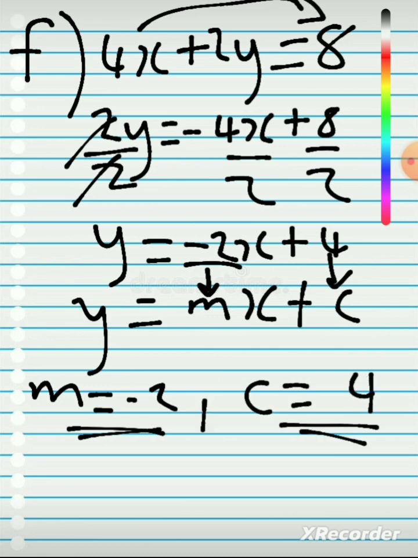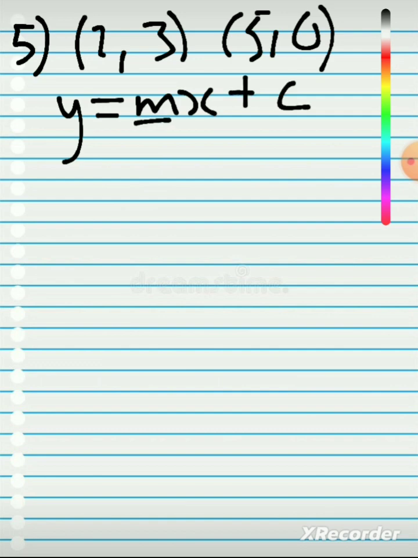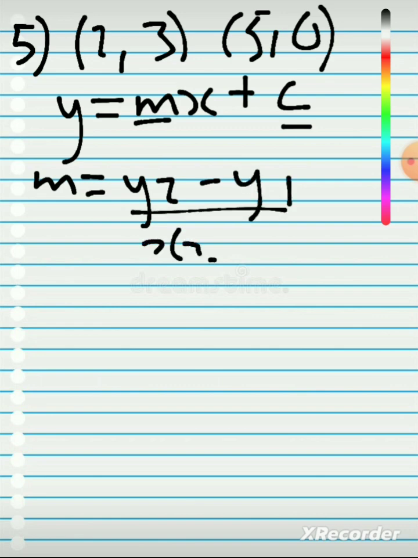Okay, so that's it. We got question 5. We're supposed to find the equation of a straight line. We've been given the points 2, 3 and 5, 0. The equation of a straight line must be y is equal to mx plus c, so m is what we have to look for, and c is what we have to look for. There are two methods. I'll start with method 1. First we find the gradient, m, which is y2 minus y1 over x2 minus x1.